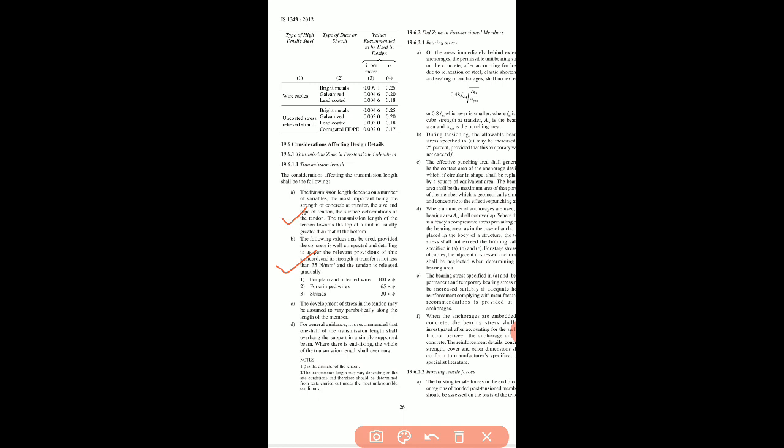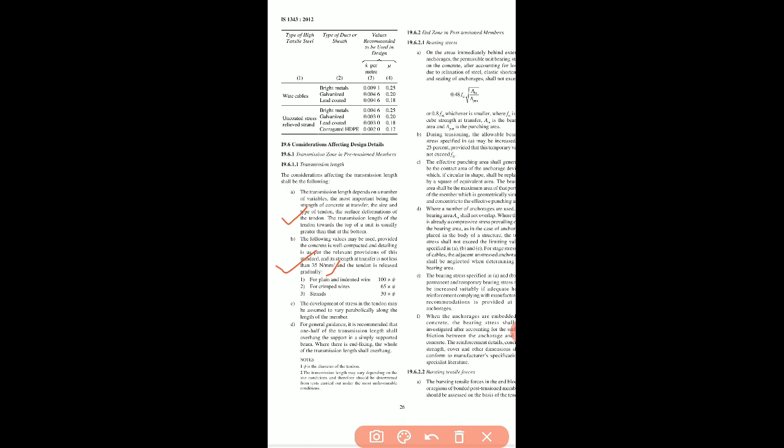This is what the IS code states: the concrete is well compacted, detailing is as per relevant provisions of the standard, and strength at the transfer of the pre-stress is not less than 35 Newton per mm square. We are going to use this stress in the starting analysis of pre-stressed concrete, if you remember. Then the tendon has to be released gradually. There should not be abrupt releasing or abrupt cutting of the tendons, as it will hamper the pre-stressing phenomenon.